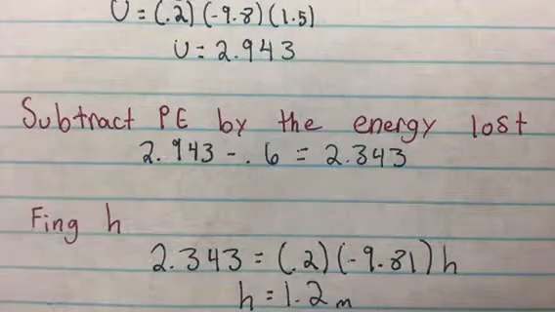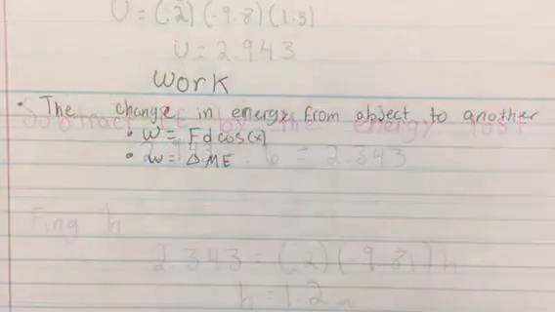Then to find h, you will use the equation U equals m times g times h. So you have 2.343 equals 0.2 times negative 9.81 times h. Once you do the math, you'll get h equals 1.2. So that is your max height, 1.2 meters.